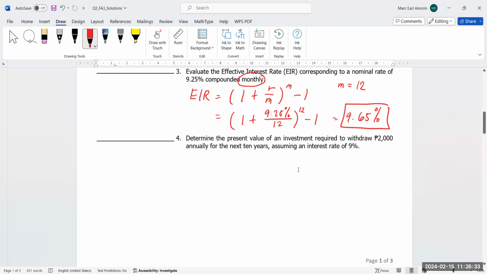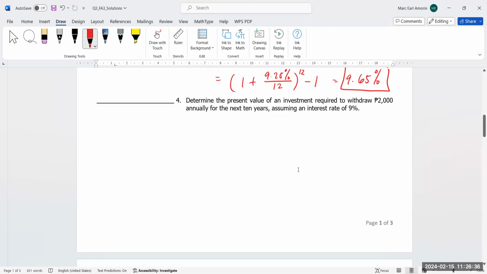Number 4. Determine the present value of an investment required to withdraw 2K annually for the next 10 years, assuming an interest rate of 9%. So I here is 9%. So we are finding for the present value, which is P, that is our unknown. And the given here is 2,000 pesos.